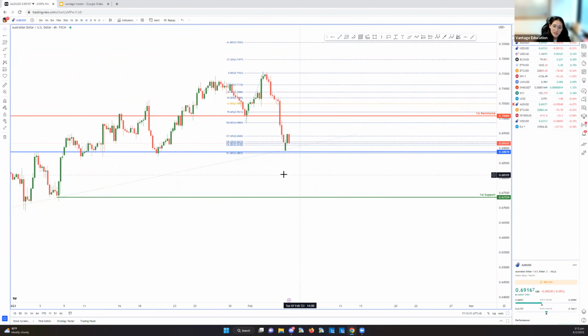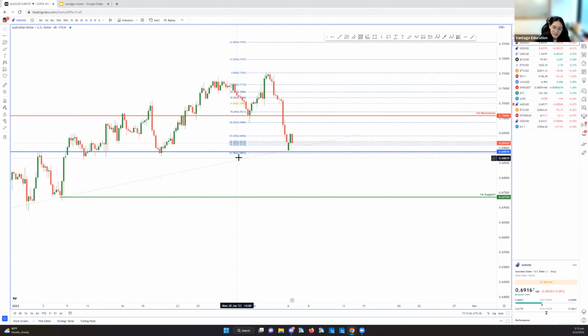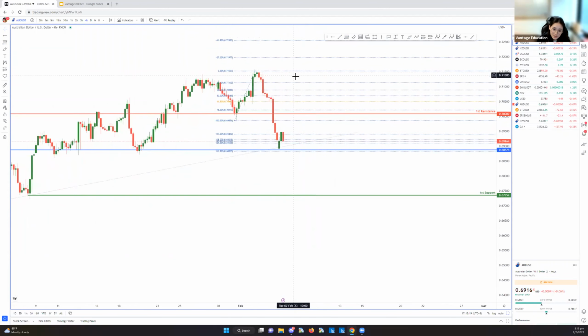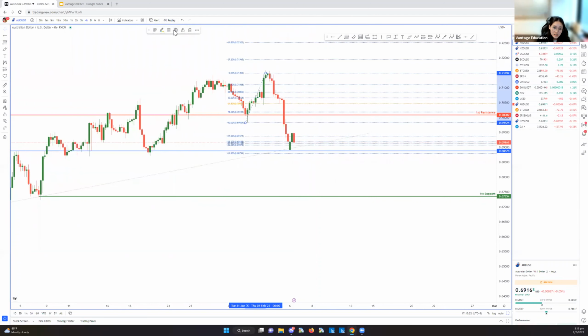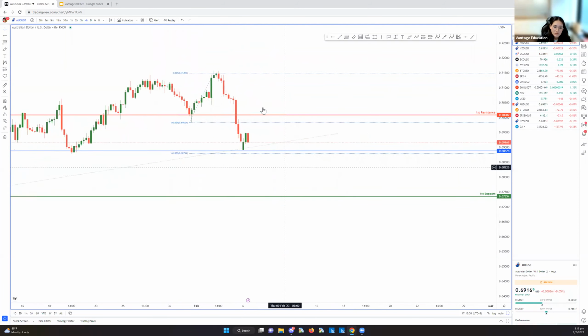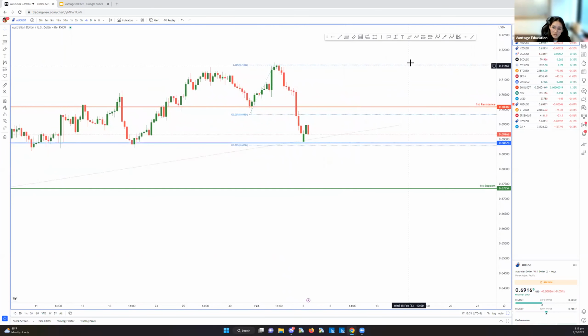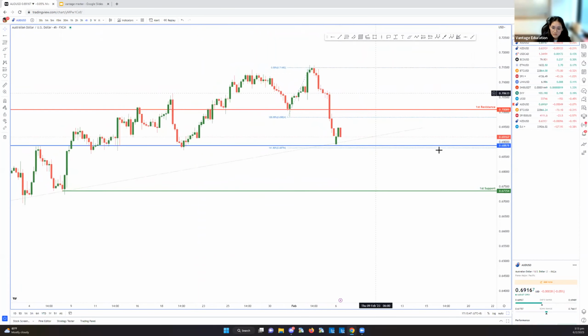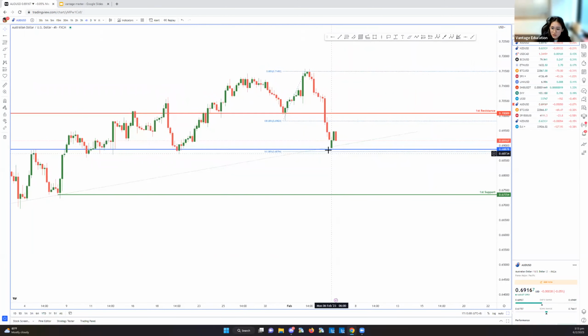Here we can see price recently bounced off of our 161.8 Fibonacci extension. Let me clear the other levels so it's easier to see. And over here, you can see a very clear inverted Nike tick as well. Price has reversed off of this level and is now heading towards our first resistance.